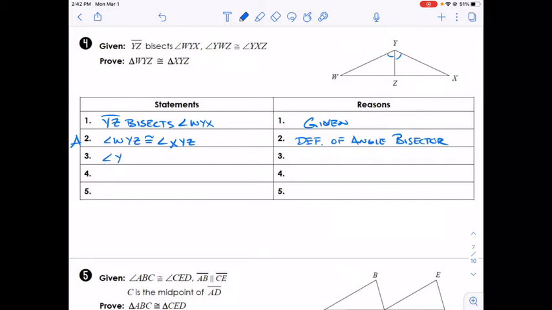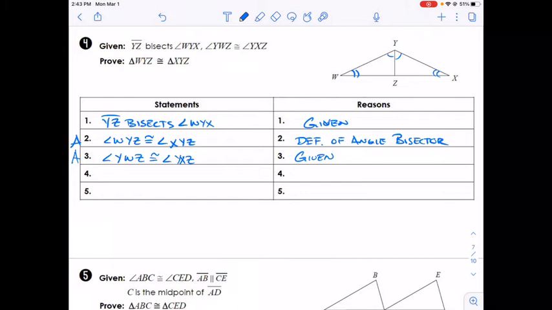We have angle YWZ, so that we don't forget our last given statement here, which is angle YWZ is congruent to angle YXZ. So this angle here is our second angle. That was given, so we're going to write that down here.